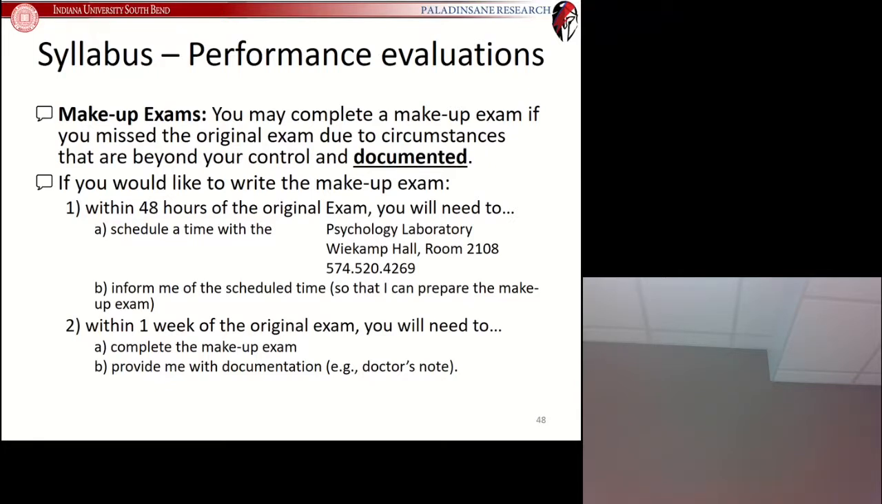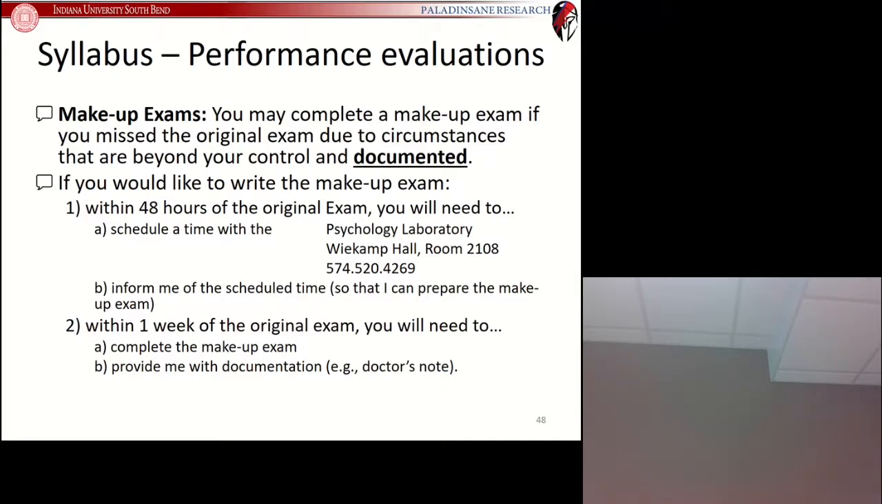If your boss is telling you you need to go to a training session, that's beyond your control. If your child has a fever and your daycare does not allow you to drop them off when they have a fever, that's beyond your control. So I'm very flexible on what's beyond your control. The one thing I cannot be flexible on is documentation. I need to have some sort of documentation.